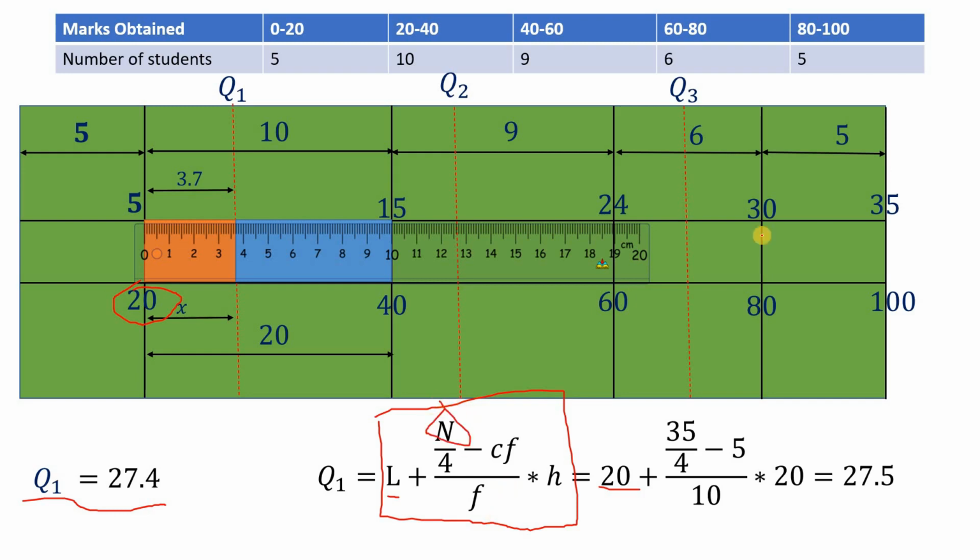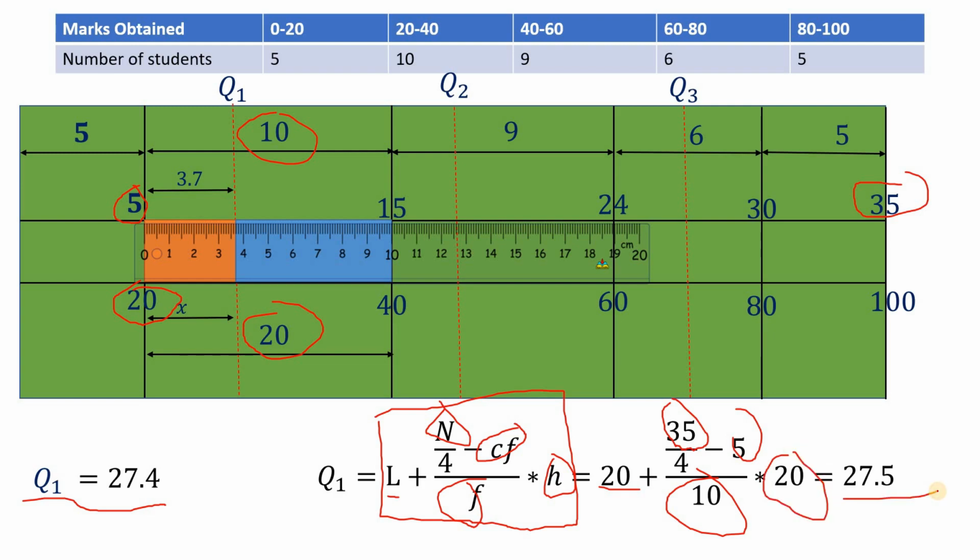Then n is nothing but the total frequency, which is 35. So we put here 35, and the cumulative frequency is 5 over here, and the frequency used is 10. So 10 is kept over here, and h is nothing but this distance 20. So we keep here 20 and we get it as 27.5.